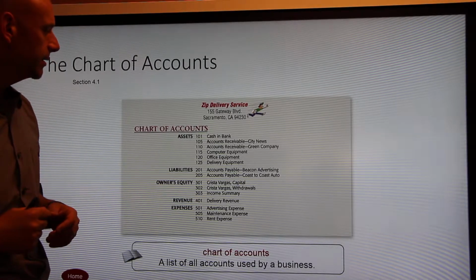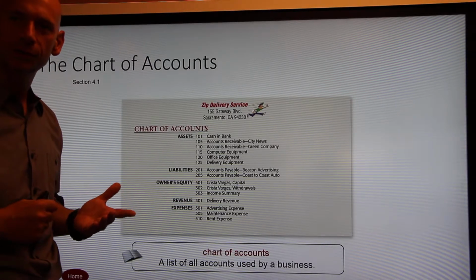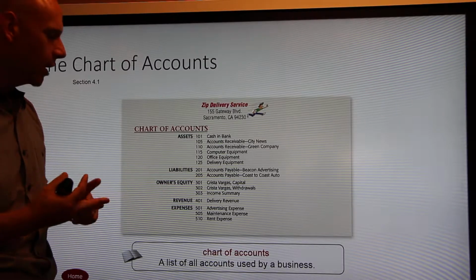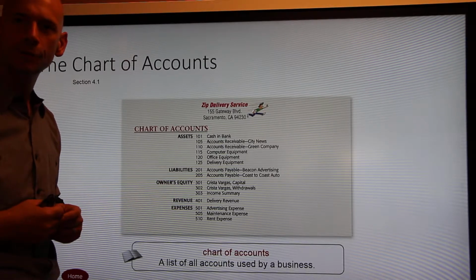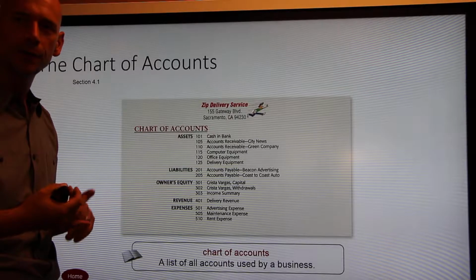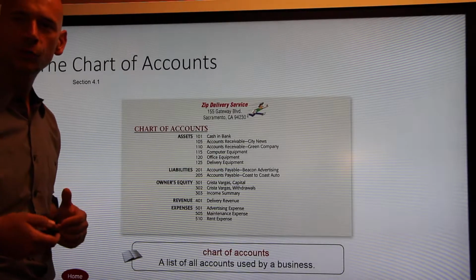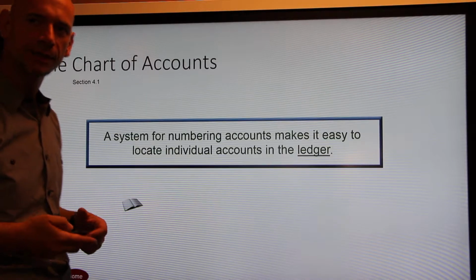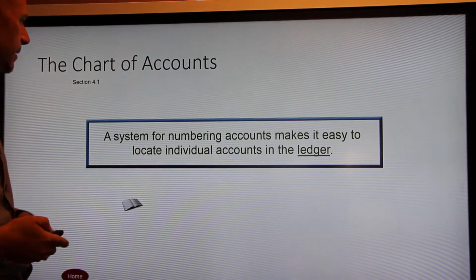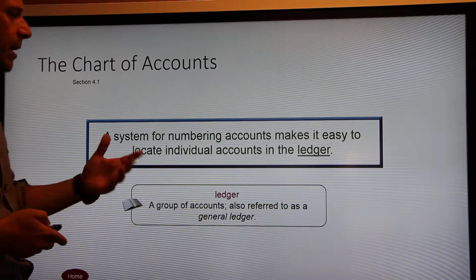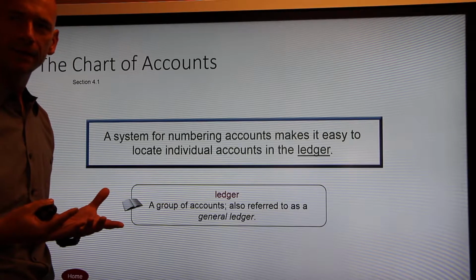The chart of accounts is separated into the same classifications. You have your assets, liabilities, owner's equity, and now we're going to add two more. We're going to add your revenue accounts and your expense accounts. This is a good way to keep organized and keep track of everything inside of your business. The next thing that we have is a system of numbering. This makes it easy to locate or to find the different accounts.